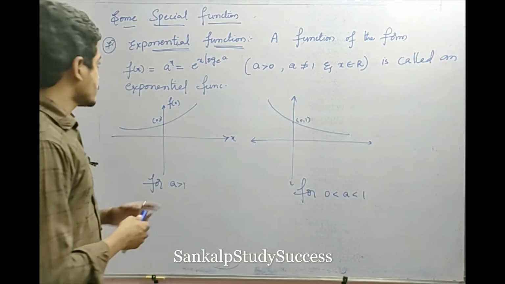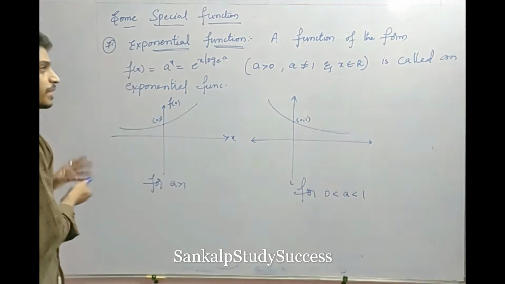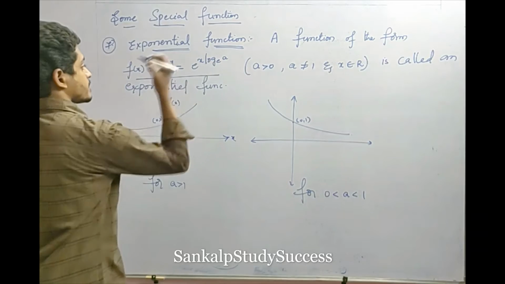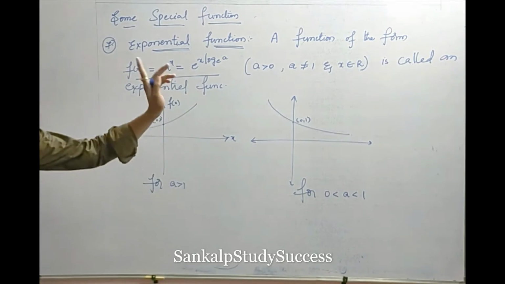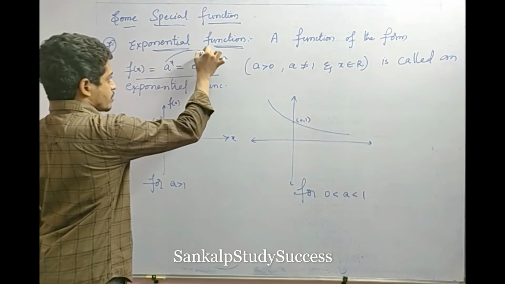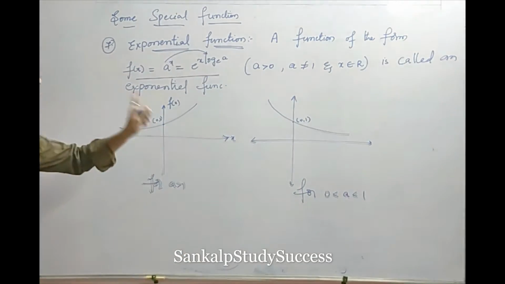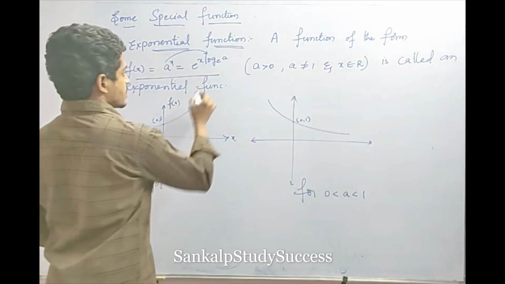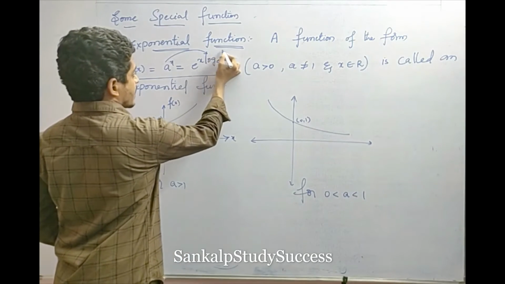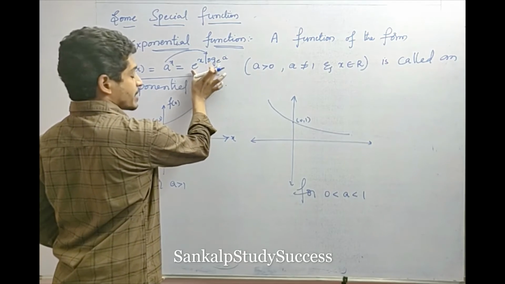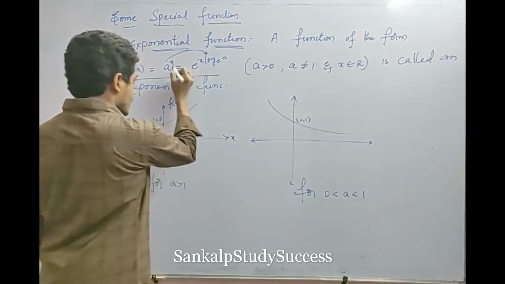Okay. Friends, now the exponential function. What do you mean by exponential function? A function of the form f of x equal to a power x equals e power x log a to the base e. I already told you in the basics of logarithms, we can write a power x as e power x log a to the base e. So this is nothing but, see, x I can take it here, right? And e and log to the base e are nothing but inverse functions. Both get cancelled, and I get a power x.